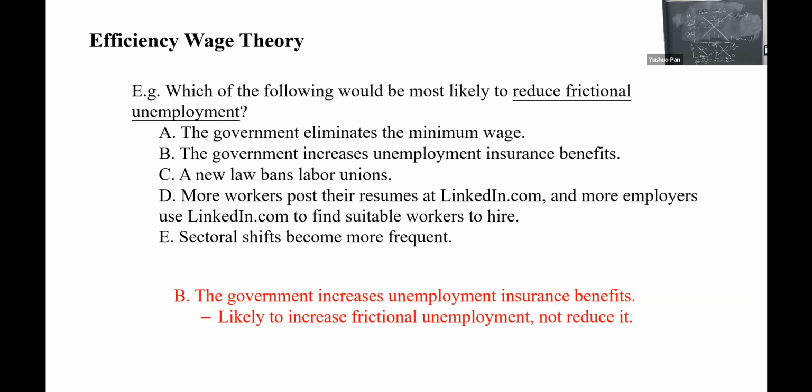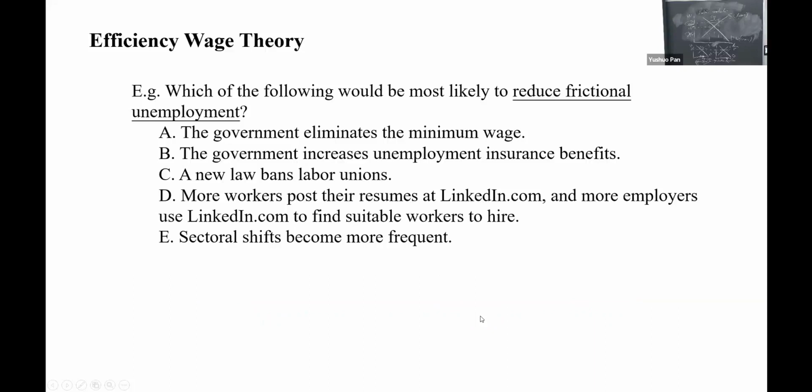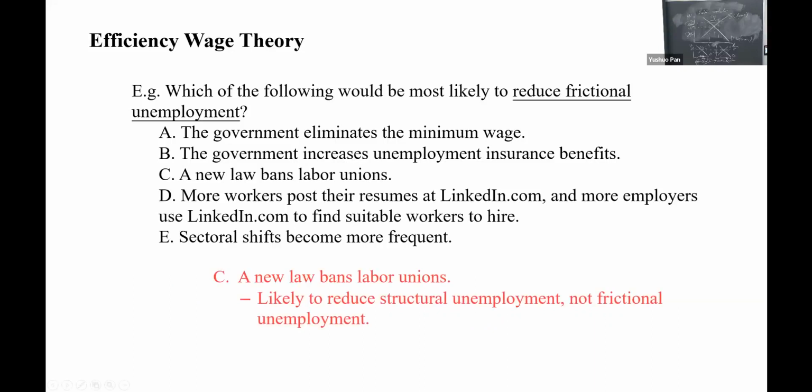So B is no. And for structural unemployment, what usually will cause that? The minimum wage, the union, and the efficiency wages. Three reasons. So how about C? A new law on labor unions is likely to reduce structural unemployment. Again, remember, the union belongs to structural unemployment. If the government bans unions, it will reduce structural unemployment, but not frictional. Yeah, that's correct. It does not reduce frictional unemployment. So C is no as well.